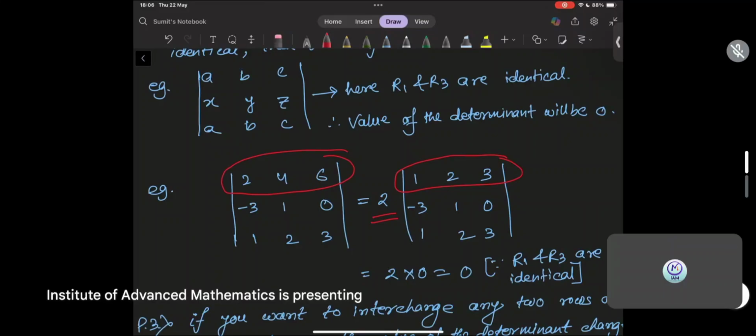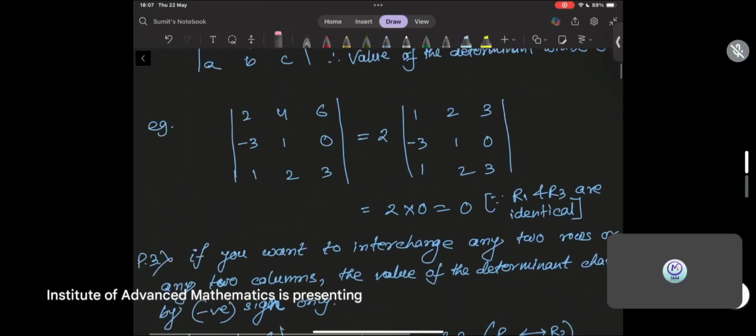Then minus 3 1 0, and the third row 1 2 3 is the same; we have not touched it. Now we can see that after taking common, the first row and the third row become identical. So the value of the determinant will be 0, and 2 into 0 gives 0 only. Clear? Two properties we have learned. If any one row or column is 0, the value will be 0. If any two rows or any two columns are identical, then the value will also be 0.